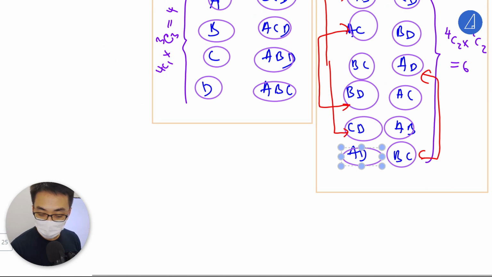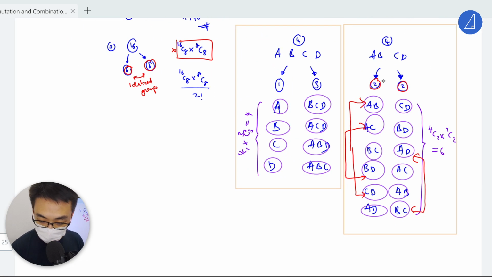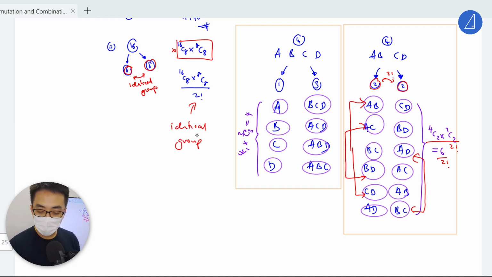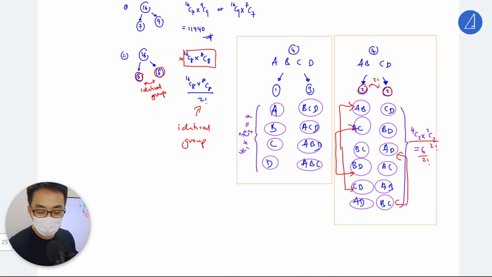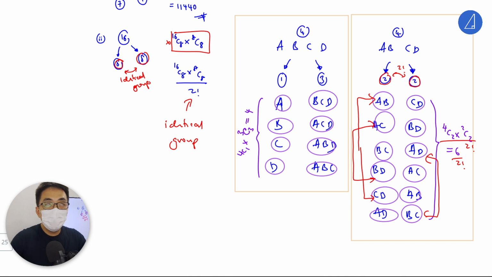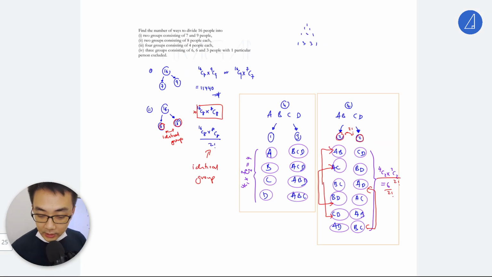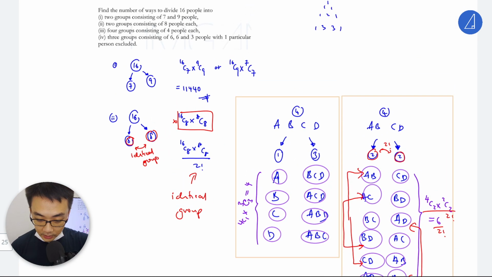So essentially, you only have 3 unique cases. If you count it out, you only have 3 unique cases. So this one here is 6 divided by 2 factorial. You need to divide by 2 factorial because they are identical groups. When I say identical groups, I mean the features of the groups are the same, like a group of 2. This is important.